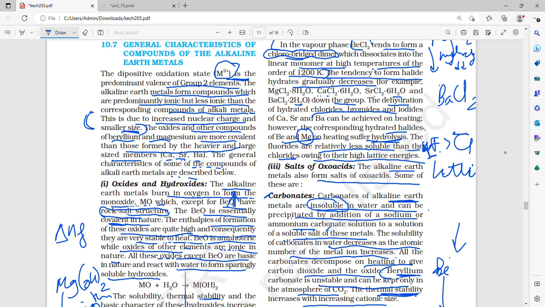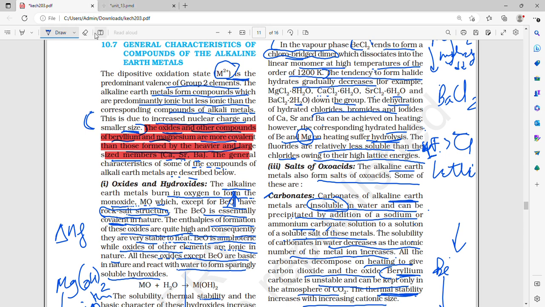Oxides and other compounds of beryllium and magnesium are more covalent. The oxides and other compounds of beryllium and magnesium are more covalent than those formed by the heavier and larger members, calcium, strontium, barium. This is also important: the oxides and other compounds of beryllium and magnesium are more covalent than those of their other members, which are heavier and larger. For example, calcium, strontium, barium.